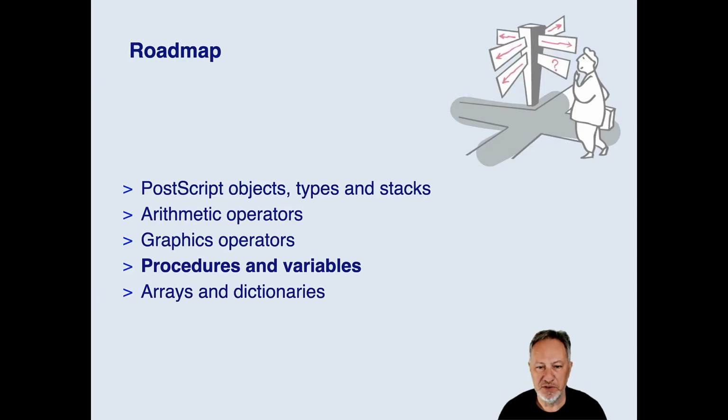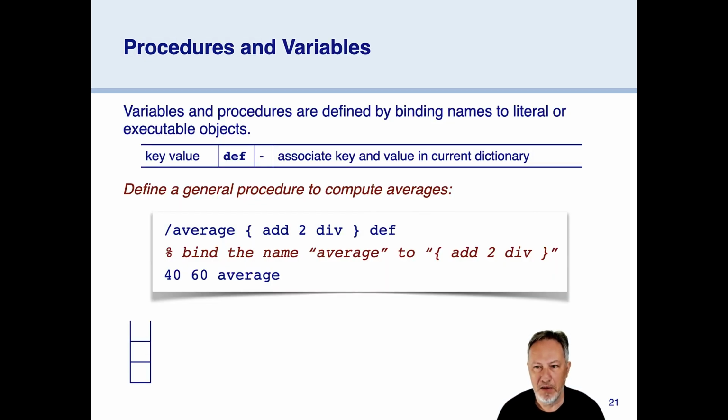Next, let's look at how procedures and variables are defined in PostScript. Variables and procedures are handled in the same way. We simply define them by binding a name to either a literal or an executable object. It works with the operator def. It expects to find on the stack a key and a value. The key has to be a literal name, but the value can either be a literal value or it could be a procedure. So here in this example, we're going to define a procedure to compute the average.